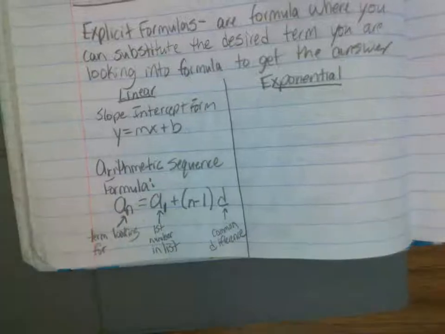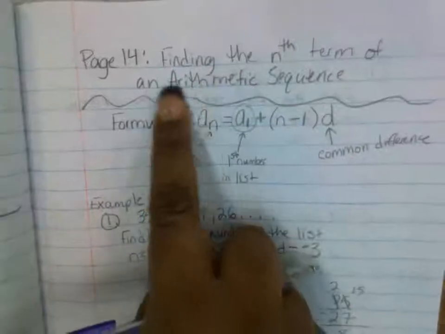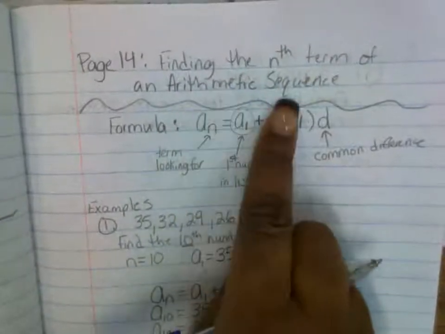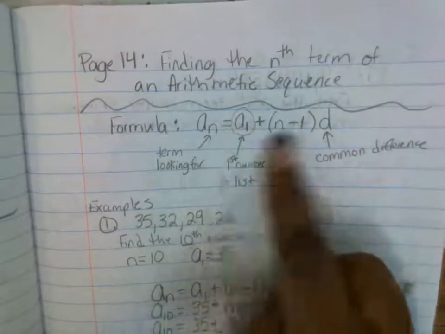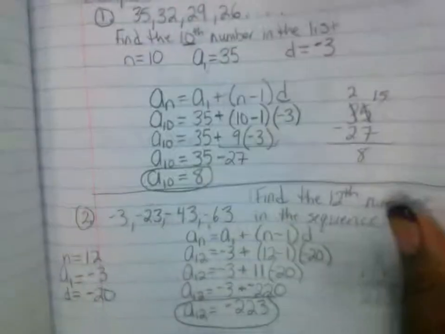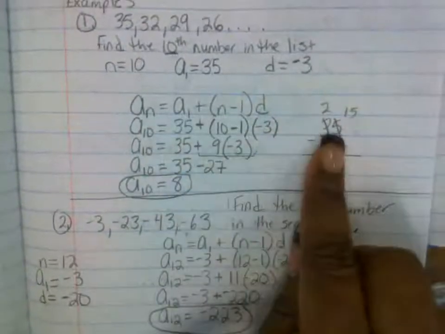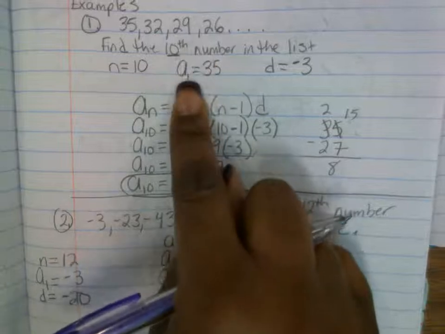And if you don't remember that, revisit this page right here, page 14 in your interactive notebook, finding the nth term of an arithmetic sequence. This is where we did this. This is for linear functions, okay? It says find the 10th number in the list.